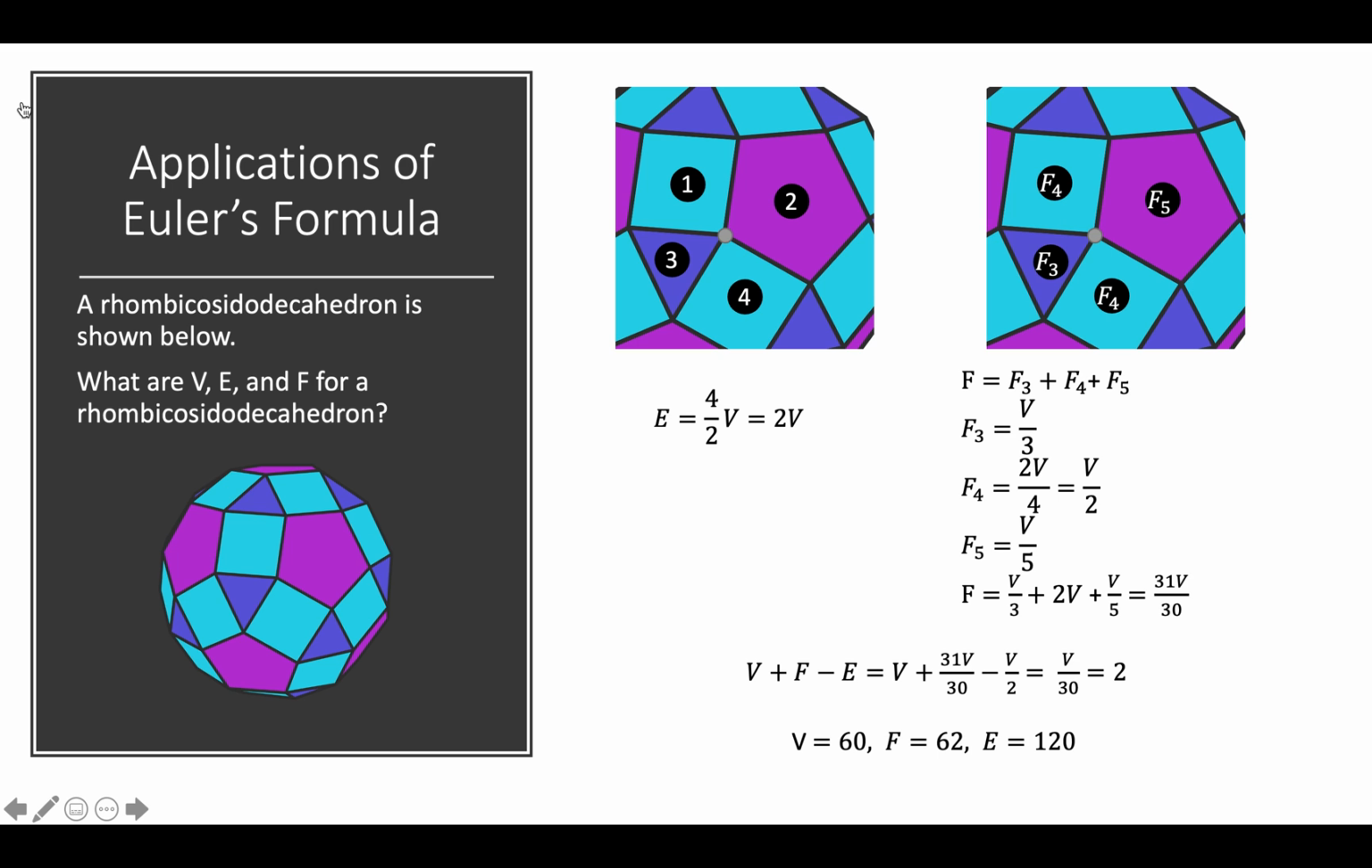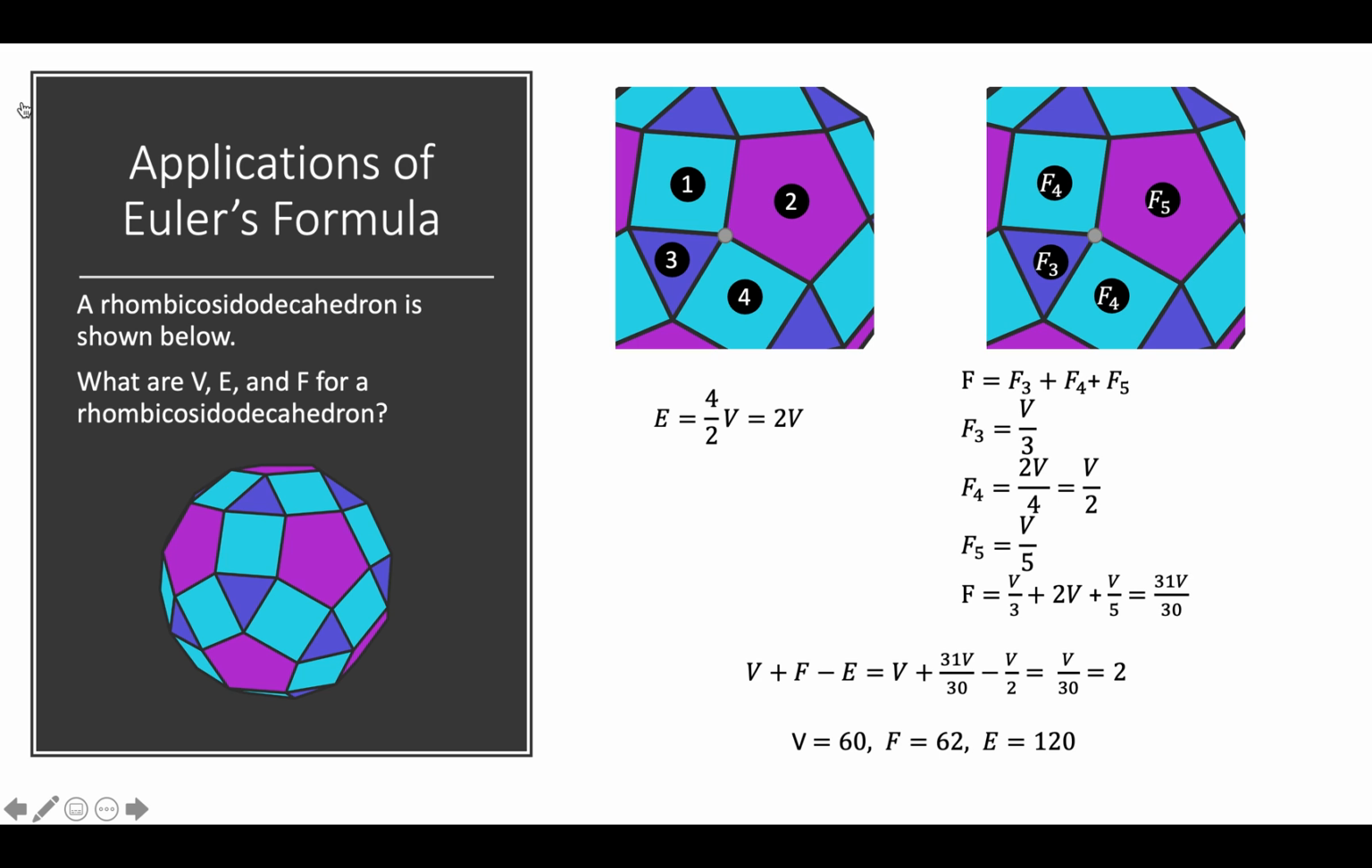Moving on to squares. Notice that every vertex has 2 squares attached to it, but every square has 4 vertexes. So 2V divided by 4. Simplifying, we have half as many squares as we do vertexes. Finally, moving on to the hexagon. Every vertex has 1 hexagon, but every hexagon has 5 vertexes. So V divided by 5. So then we just plug that into our equation for F, and we get that F equals 31V over 30.